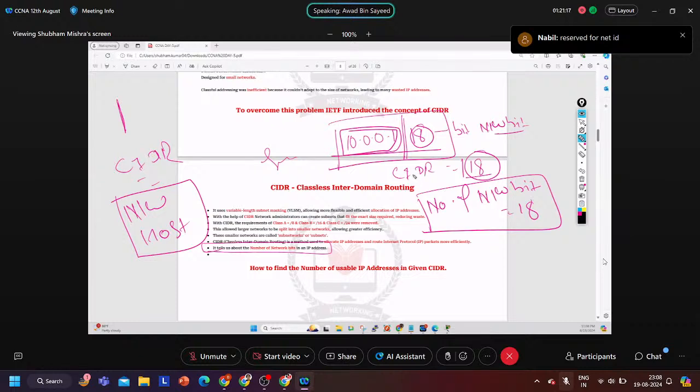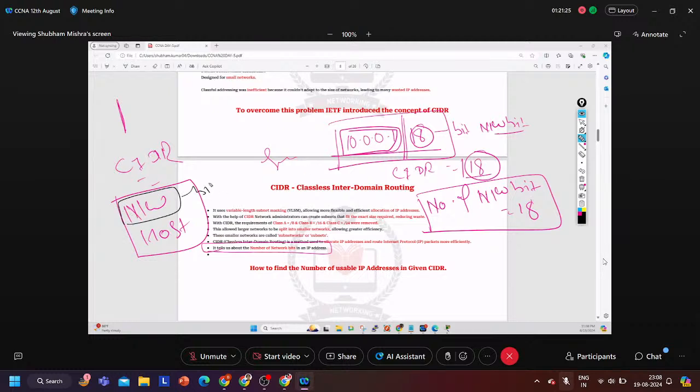See guys, if you got the CIDR value, it means you got the network bits. Yes or no? So if the CIDR is /18, it means 18 bits are network bits. Are you guys agreed? Now tell me one thing. This is the IP address. What is the total size of an IP address? Total 32 bits, right?